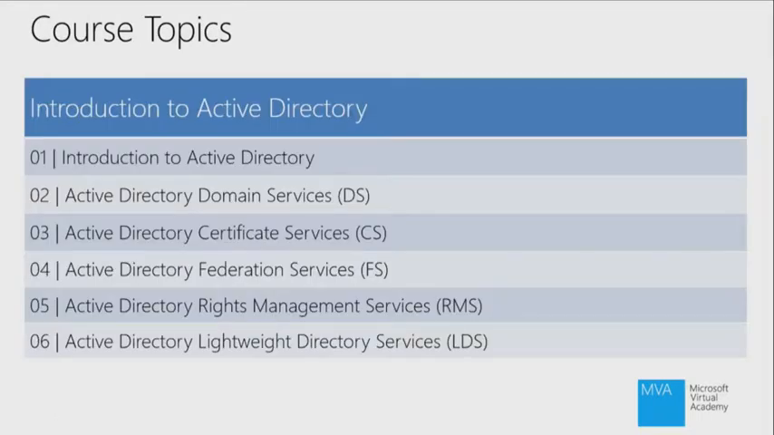Today we're going to cover the roles of Active Directory and how each of them works, what they do, what they provide, and in some cases how they interact. We'll go over a quick introduction of each of these roles, what they are and what they do, and then we'll dive into each one a little deeper in an individual module per role: domain services, certificate services, federation services, rights management services, and finally, lightweight directory services.